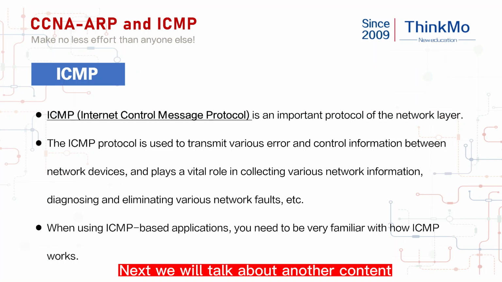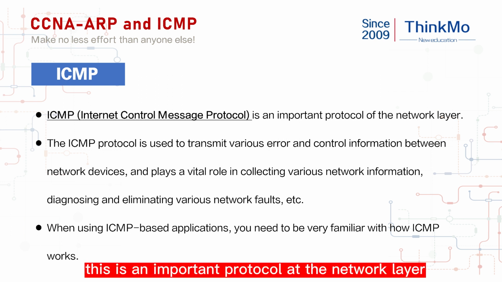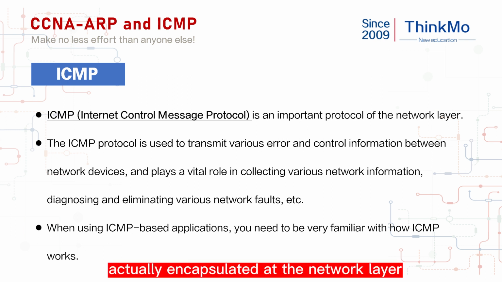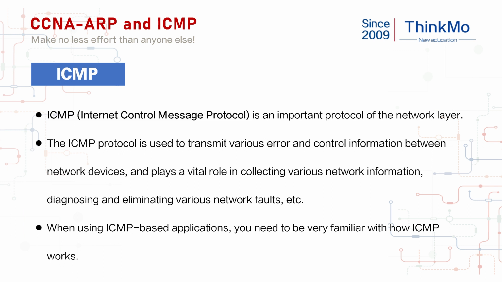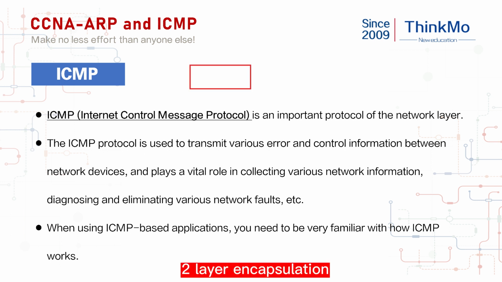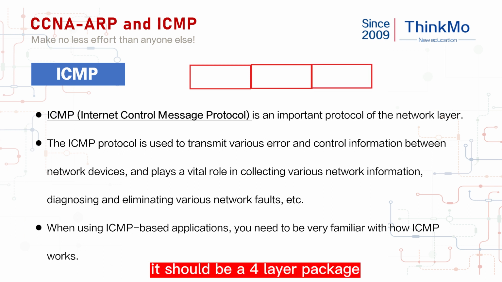Next we will talk about another protocol called ICMP, the Internet Control Message Protocol. This is an important protocol at the network layer, but it is not actually encapsulated at the network layer. The network layer uses the encapsulation of IPv4: 2-layer encapsulation, 3-layer packaging. Logically speaking, it should be a 4-layer package.